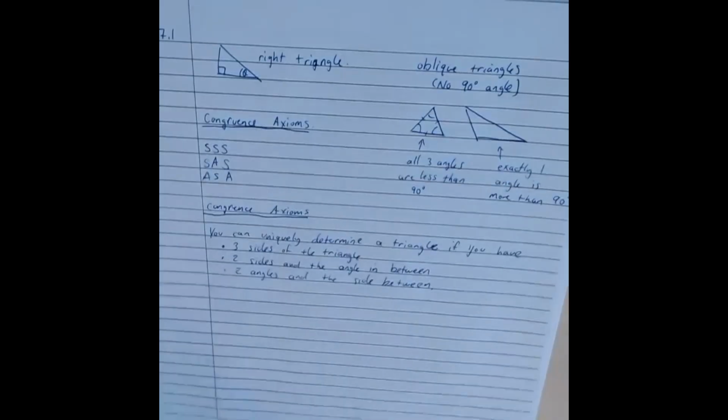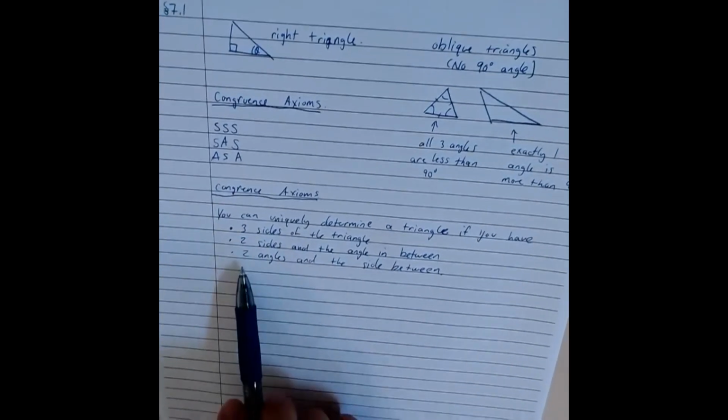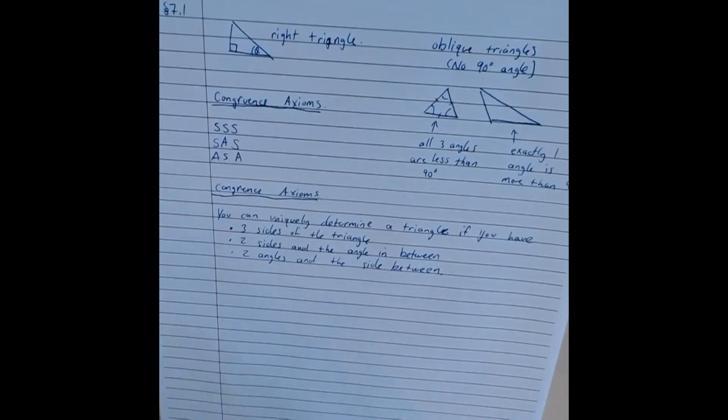All right. And these are the only 3. If you have these, either 3 sides, 2 sides and the angle in between them, or 2 angles and the side in between them, then you can uniquely determine a triangle. Otherwise, you might be able to determine a triangle, but it wouldn't be unique. There'd be different answers to the same problem.